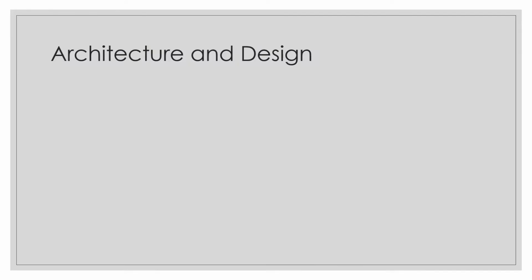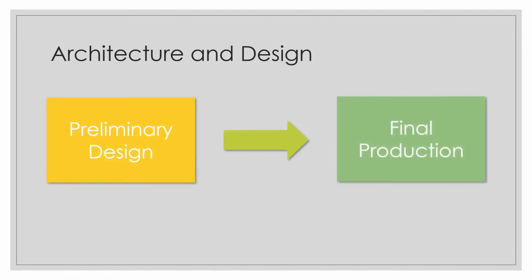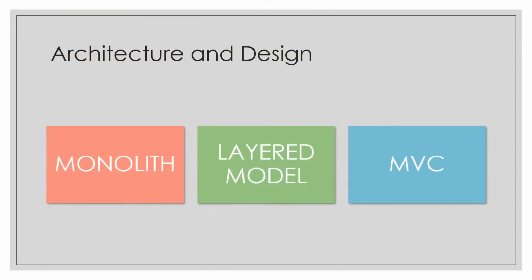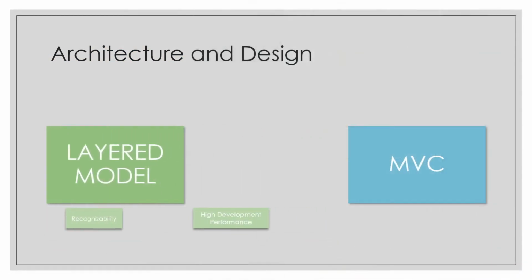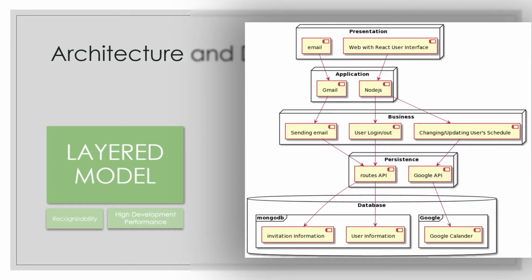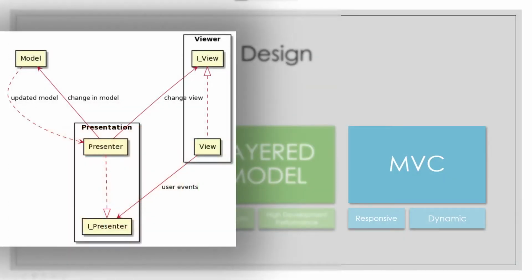For our architecture, we've managed to maintain most of our preliminary design in our final production code. As a refresher, that's a monolith landscape favored for its simplicity and ease of deployment, and a layered model structure as it's easy to recognize and boasts high development performance, both of which satisfy our non-functional requirements. A model view presenter user interface is the only logical choice to use with React and satisfies our functional requirements of providing a responsive, dynamic, and clean-looking UI for our users.